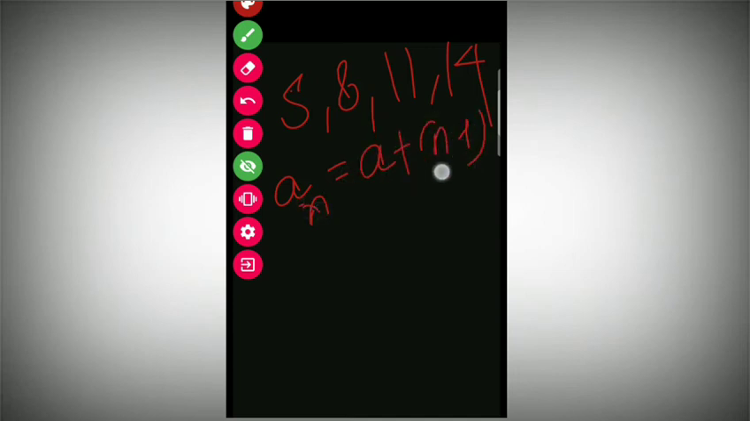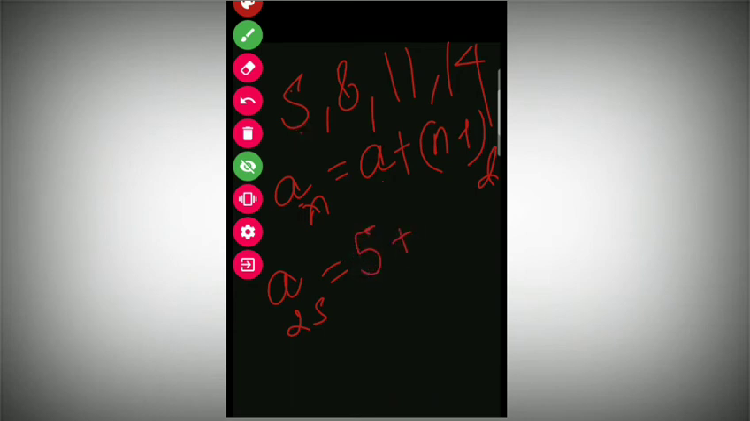Suppose the same sequence is given here: 5, 8, 11, 14, and we have to find out the 25th term. What I have told you, what is the formula of the nth term? That is a plus n minus 1 times d. We have to find out the 25th term, so in place of n I will write 25. What is the first term? You can look at here, that is 5.